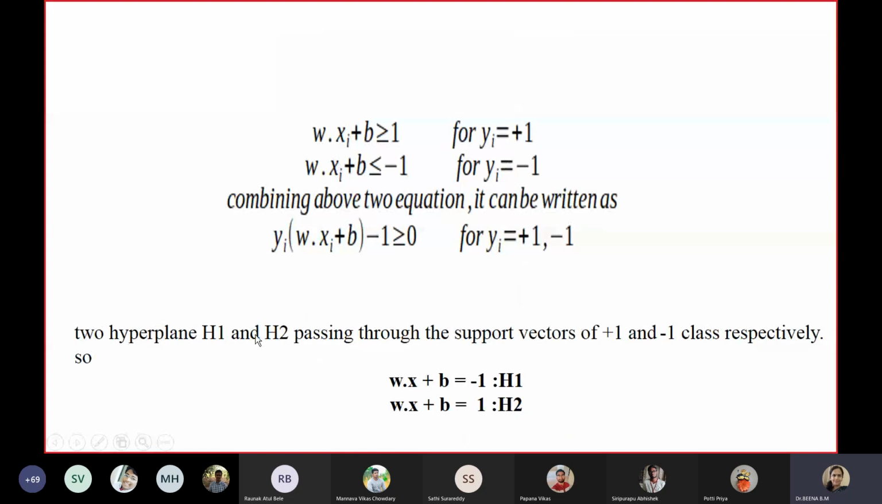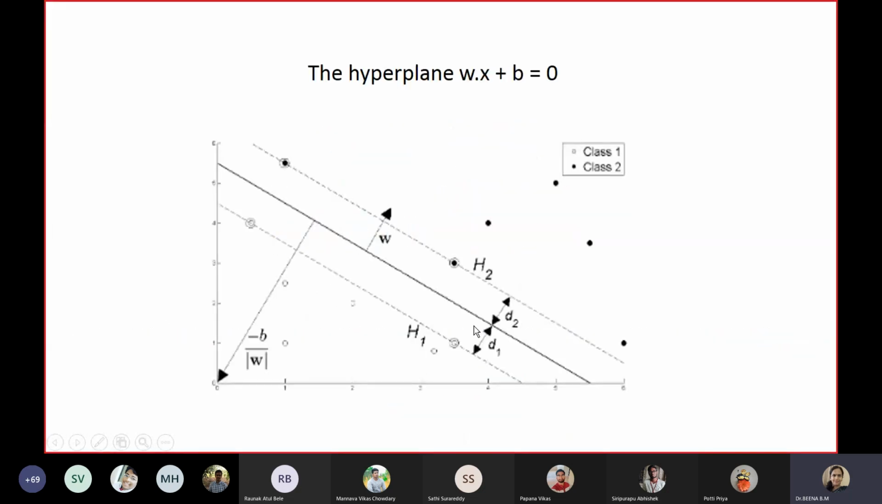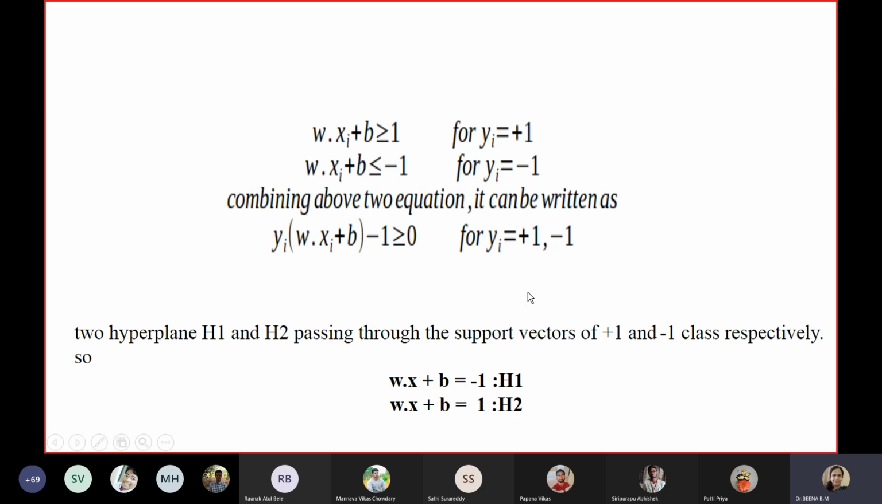Here there are two types of hyperplanes, right? H1 and H2. H1 is passing through the support vector x1 and H2 is passing through the support vector x2, right? So here w dot x1 plus b is greater than or equal to 1. If the dotted line is above the hyperplane, the y value is taken as +1. If the line is below the hyperplane, the y value is taken as -1.